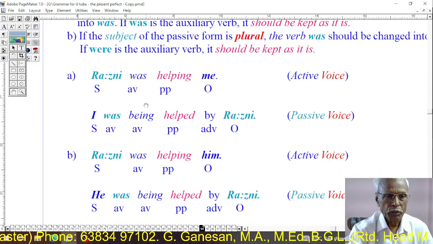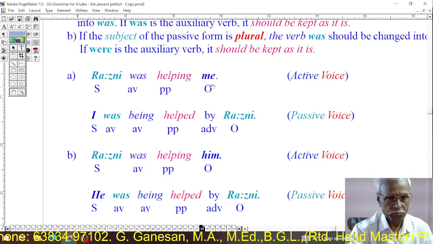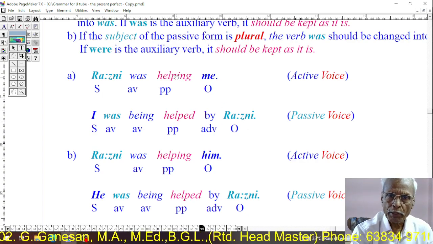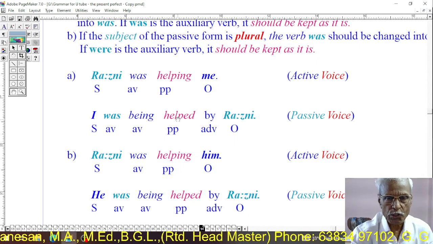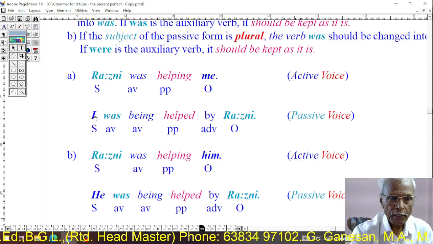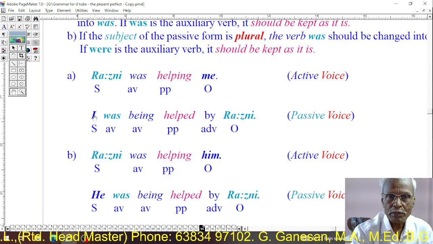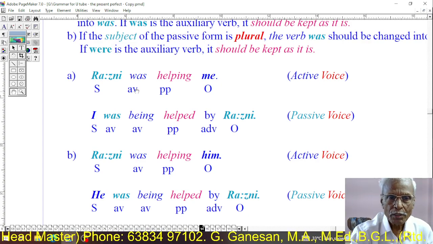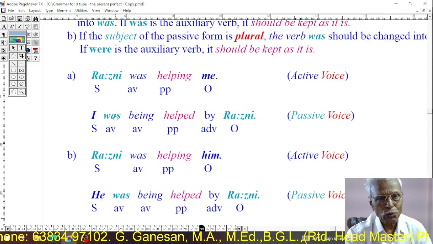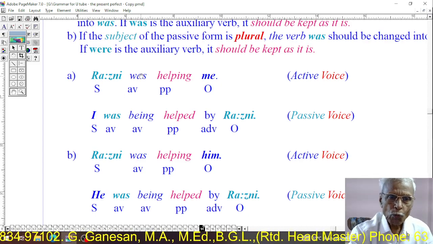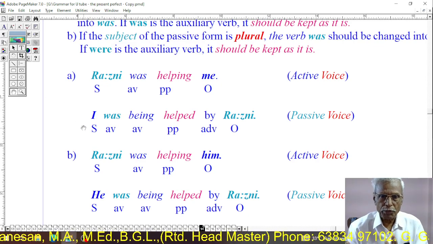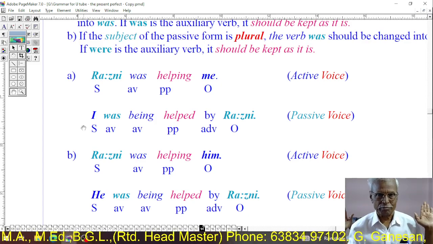You see, Rani was helping me. Me becomes the subject I. Rani becomes by Rani. Helping, present participle, becomes the past participle helped. Being is placed before it. Here the subject is singular, so was. Here also the subject is singular, so was has been kept as it is. Rani was helping me. I was being helped by Rani.